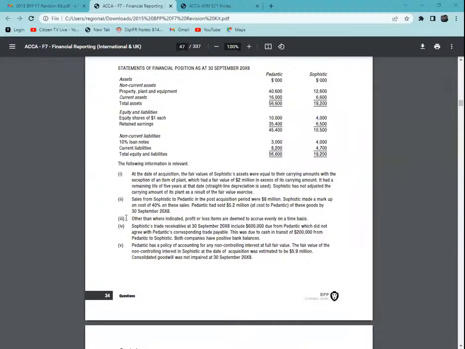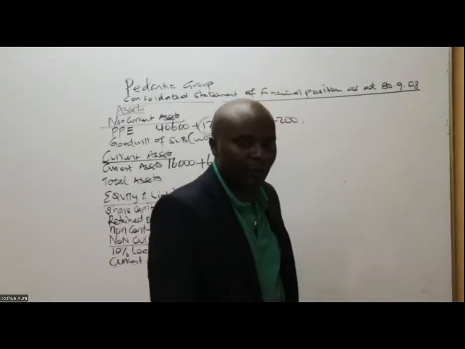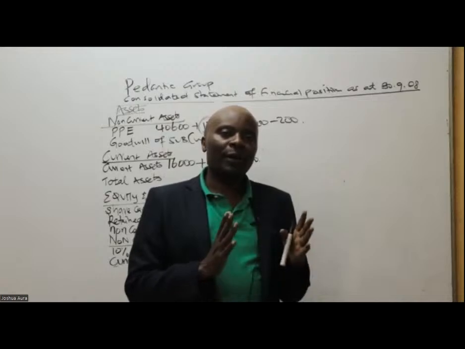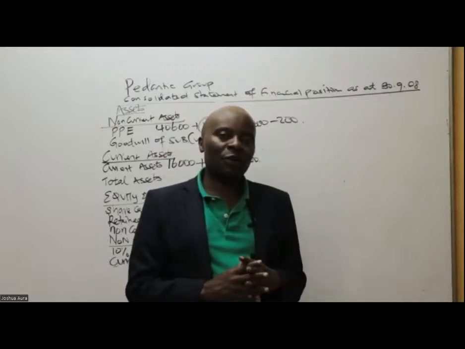Number 4, Sophistic trade receivables at 30th September 08 include 600 due from Pedantic. Ladies and gentlemen, I always keep on giving you a very good example here. Please never forget, within the family, we have a husband, we have a wife.